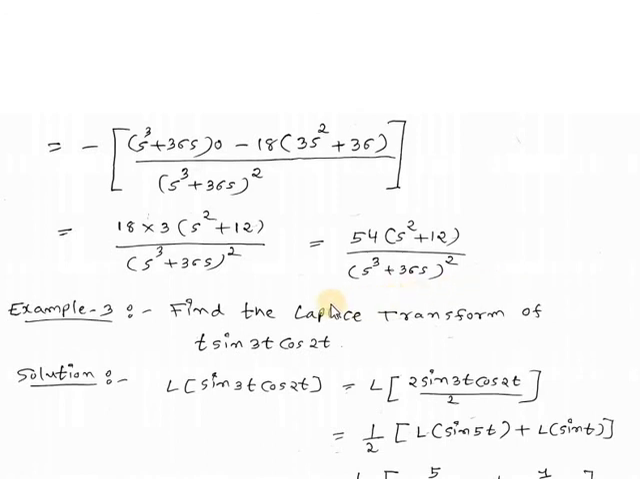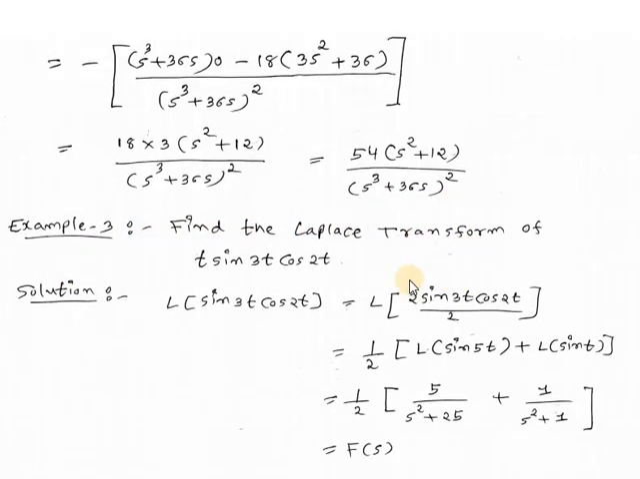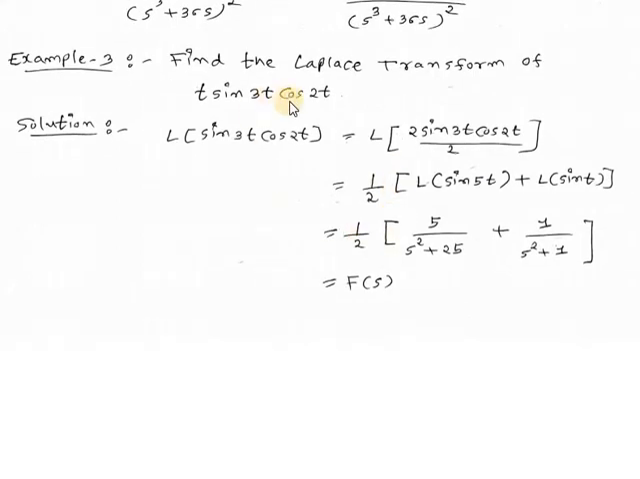Now let us discuss the third example. Find the Laplace transform of t sine 3t cos 2t. So first of all, we will find out the Laplace transform of sine 3t into cos 2t. So here, multiplying by 2 and dividing by 2, so this will be 2 sin A cos B.